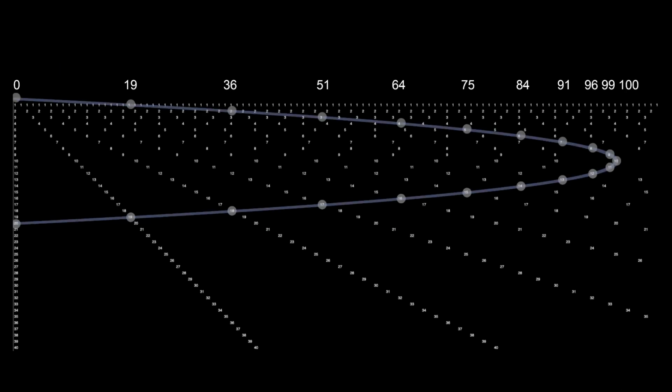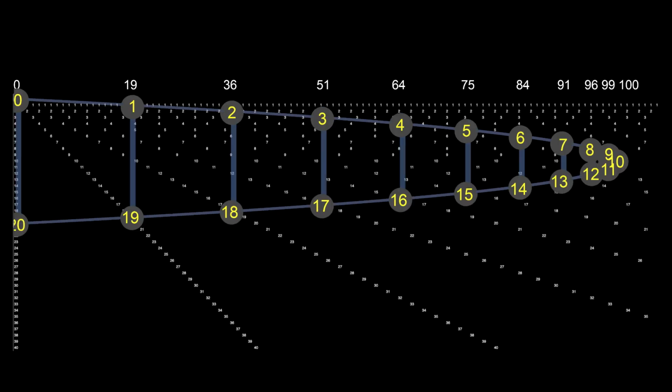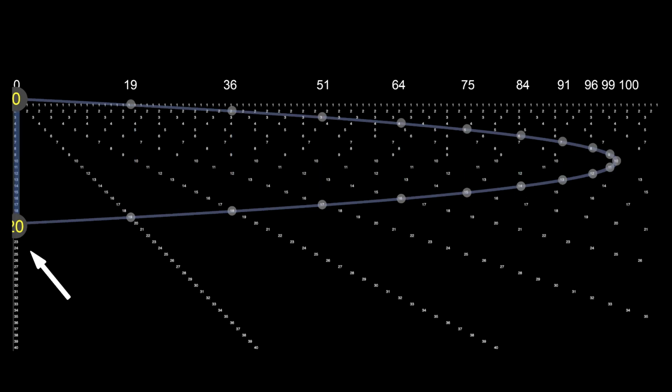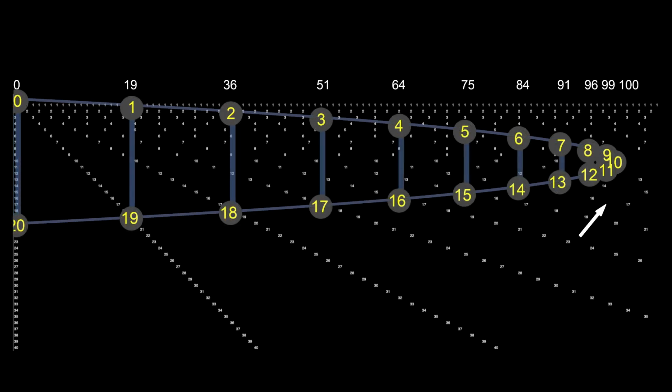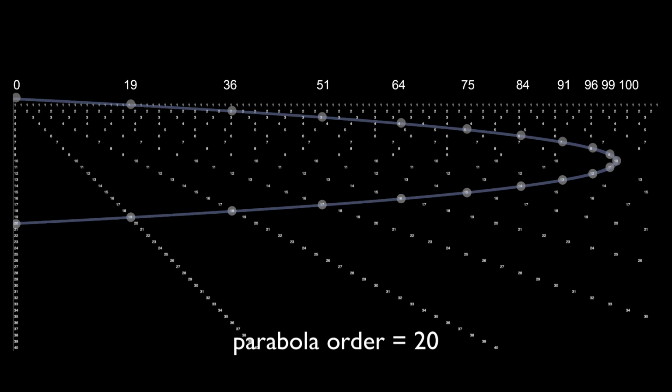Another property of these parabolas is that each divisor pair in a parabola has the same sum. In the case of the parabola located at the divisor 10, the sum of all divisor pairs is 20. 0 plus 20 is 20. 1 plus 19 is 20. 2 plus 18 is 20, and so on up to the vertex where 10 plus 10 is 20. I refer to this sum as the order of the parabola.